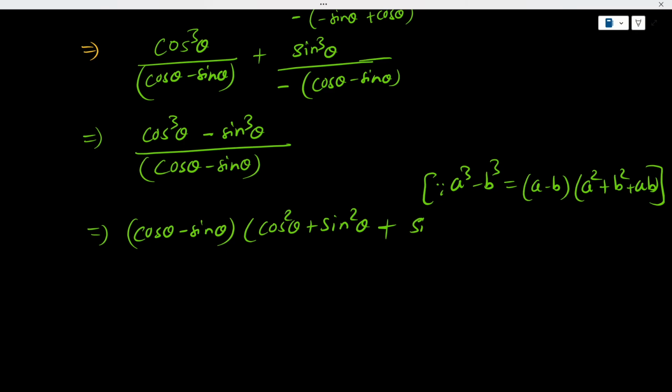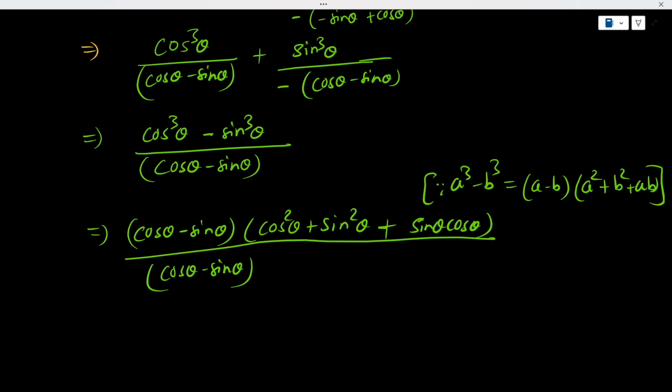So here it's sin theta cos theta, by the denominator, which is cos theta minus sin theta. Now if you see here, it's in factorized form, so this factor will get cancelled with this, and this is one identity, sin square theta plus cos square theta is 1, right? So I will be left with 1 plus sin theta cos theta.